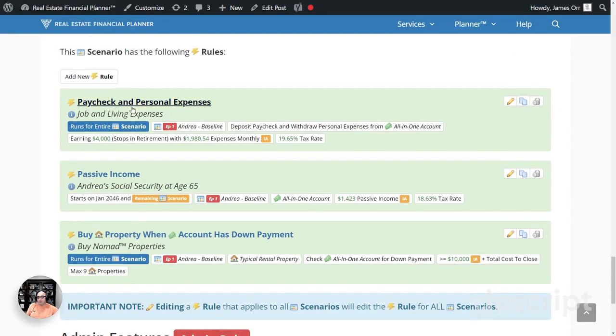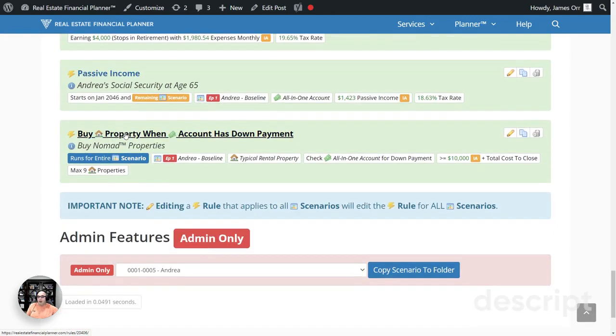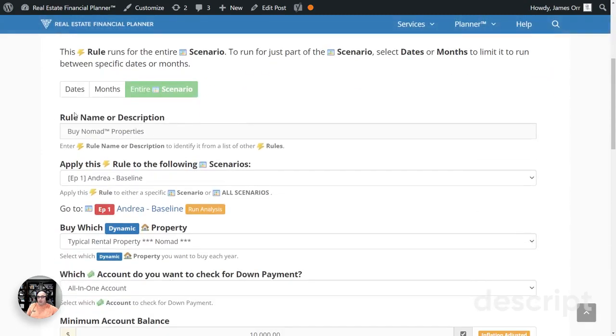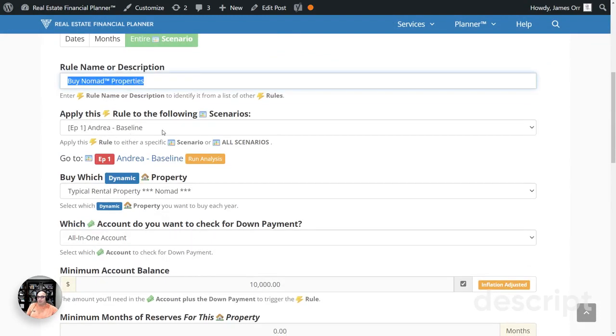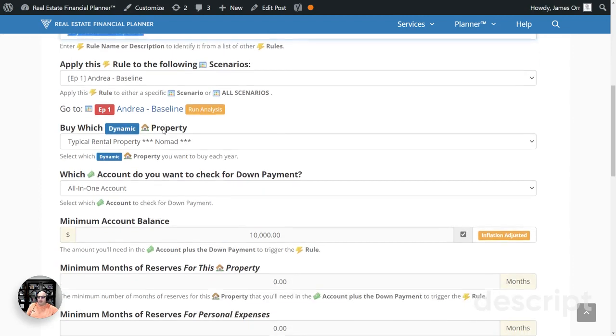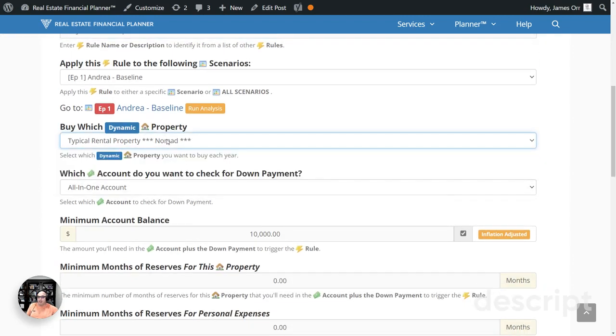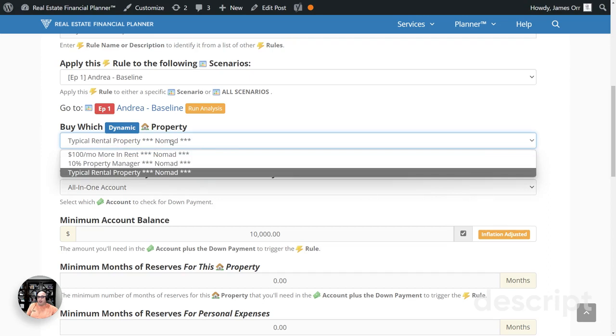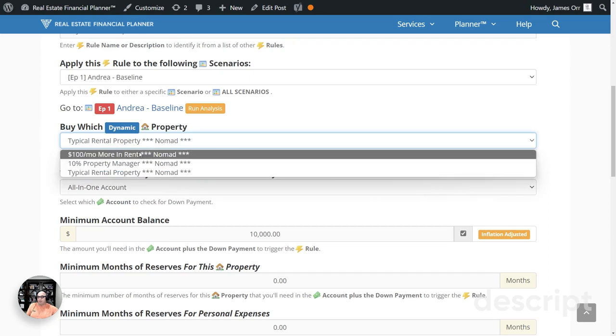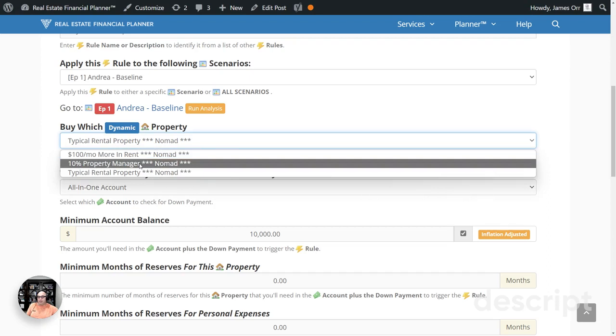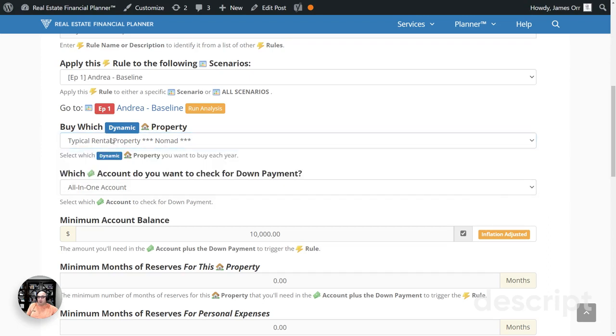So we've gone over her paycheck and personal expenses. We've gone over the passive income she has for Social Security. Now we're going to go over a rule to buy properties. And so when we go into this rule, it basically says, okay, run this for the entire scenario, and we're buying nomad properties. We're just describing what it is we're doing with this rule. It applies to that episode 1 Andrea baseline. That's where this rule exists for the scenario. And then which property are we buying? In this case, we're buying that typical rental property that we had there. We're not buying the $100 more per month in rent or the 10% property manager. We're just doing that typical rental property there.